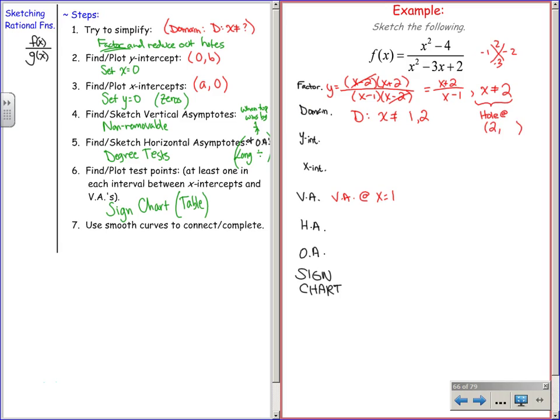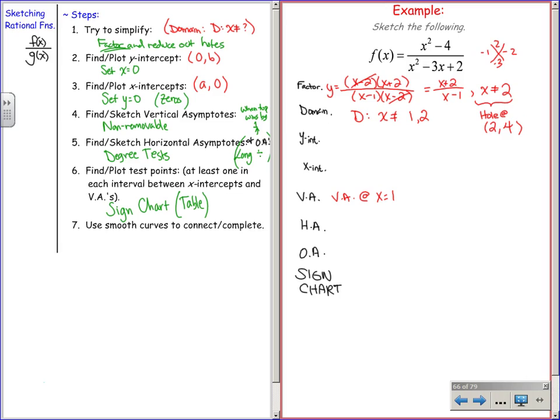I'm just going to take a volunteer on this one. What's my y value of my hole? How could I figure that out? If I plug it in here, I'm going to get 0 over 0. If I plug it in here, I'm going to get 0 over 0. Where do I want to plug it in? Yeah. 2 plus 2 is 4 over 1. I can figure out where the hole is by plugging it into the very last reduced form.